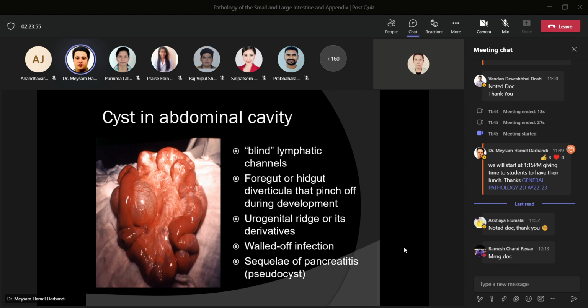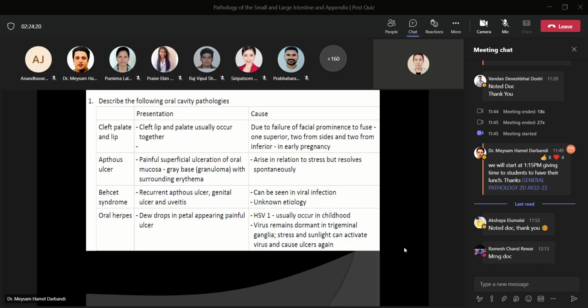So cyst in the abdominal cavity: blind lymphatic channels, foregut and hindgut diverticula that pinch off during development, urogenital ridge or its derivatives, risk of infection, and sequela of pancreatitis. So how many left? Okay, two more.